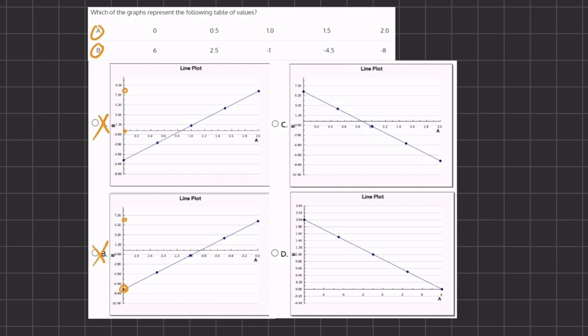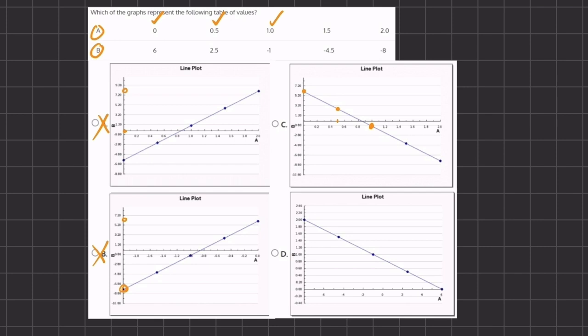And now we're moving on to C. Our first point, (0, 6), is represented and plotted on this graph, and therefore we have our first point. Now if we take a look at our second point, (0.5, 2.5), which is right over here in between these two, this point is plotted. Therefore, our second point exists, and we're going to move on to our third point. If we go to (1, -1), our third point is also plotted.